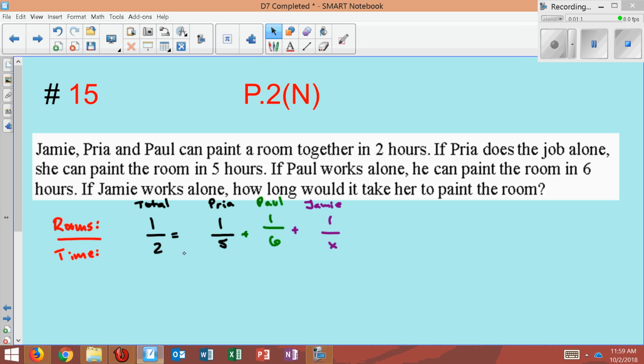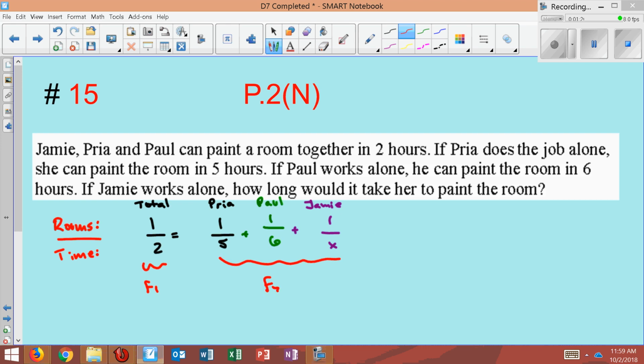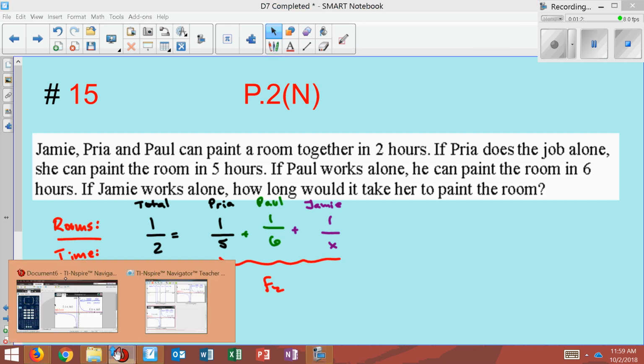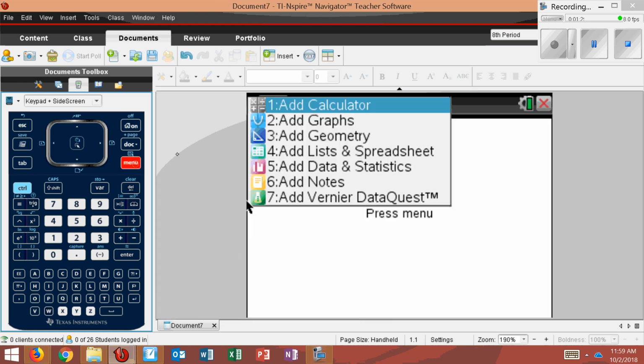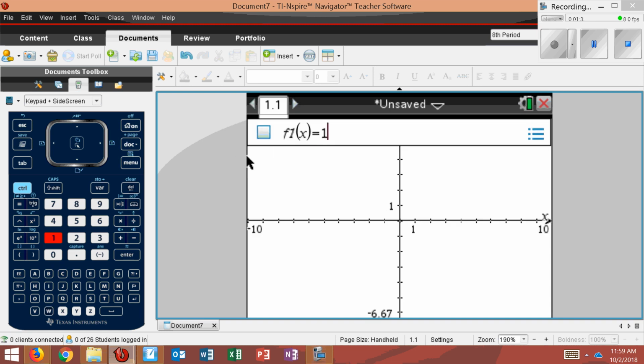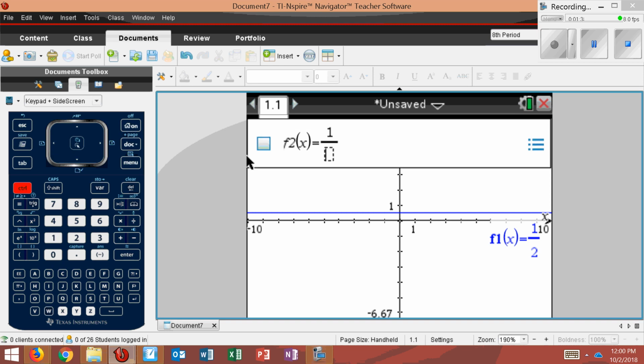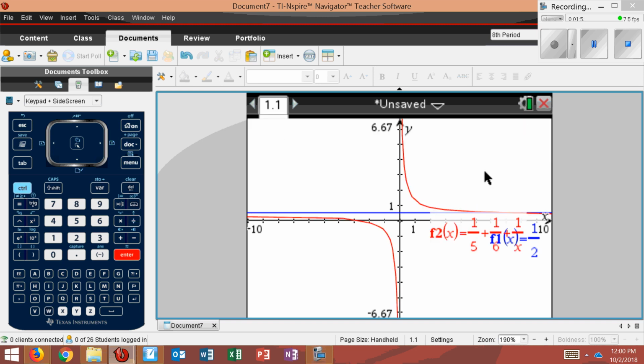We could set this up and solve it, or you could graph. To make sure we get the right answer, I'm going to graph. I'll call this right here F1, this, I'm going to do F2, and I'm going to look for their intersection. So I'll go to my graph. And I'm going to say the first one is 1/2. The second equation was 1/5 plus 1/6 plus 1/x.